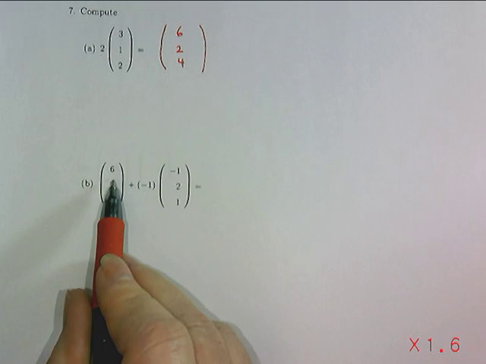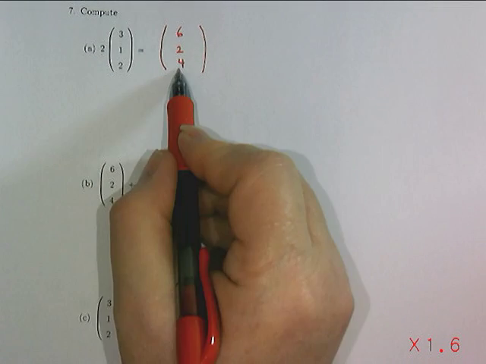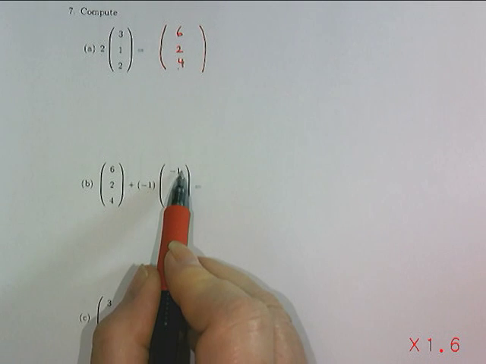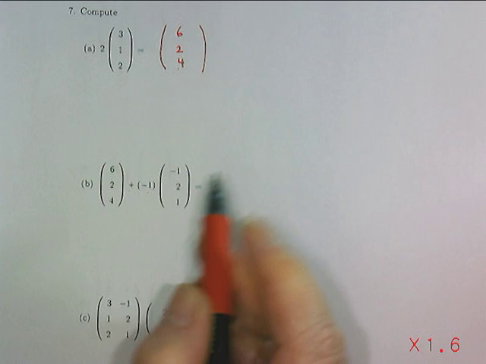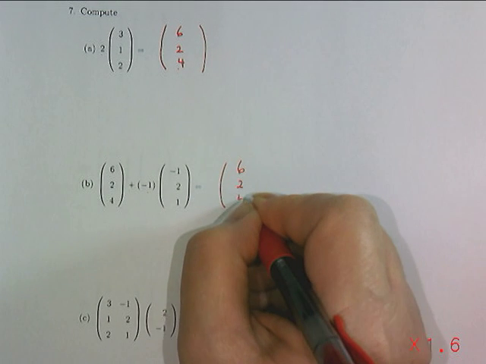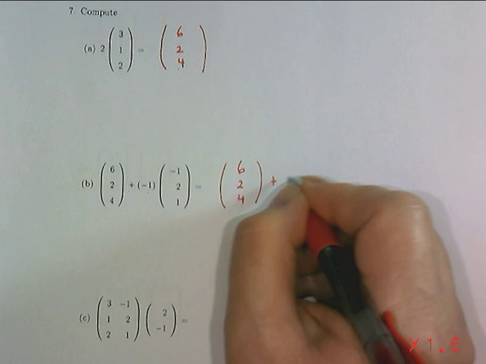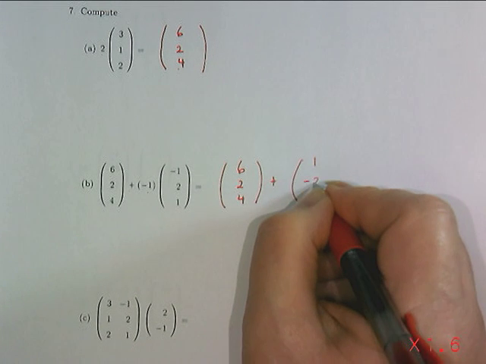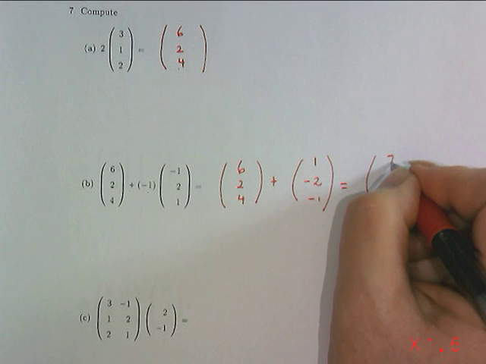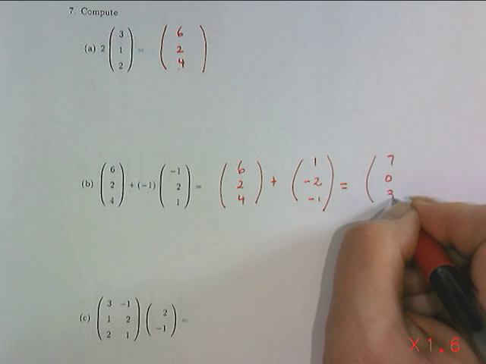Now I want to take the vector 6, 2, 4 and add to it negative 1 times the vector negative 1, 2, 1. So that will be the vector 6, 2, 4 plus 1, negative 2, negative 1. When I add them, I get 7, 0, 3.